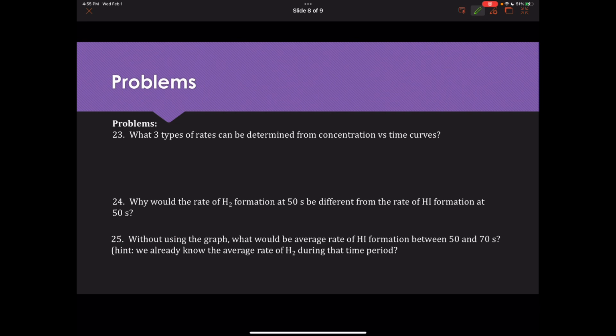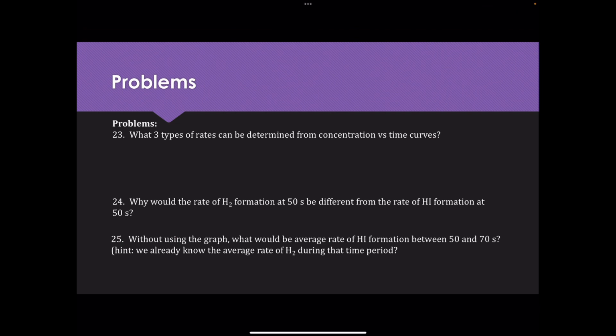So based on what we just talked about, again, there are 3 rates that we can determine from a concentration versus time graph. We have instantaneous rates, we have average rates, and we have initial rates.